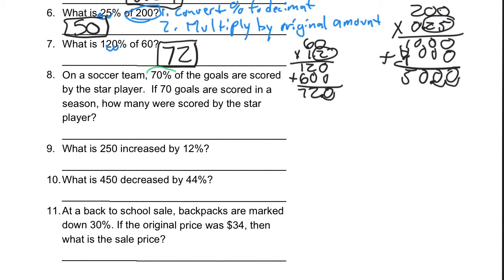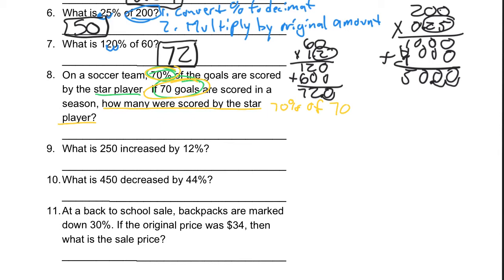Well, I see 70%. Okay, scored by the star player. All right. I got 70 goals in a season. And what are they asking me to find? How many were scored by the star player? Well, the star player scored how many? Oh, yeah, 70%. 70% of what? Oh, 70 goals. So they're just asking me what is 70% of 70?